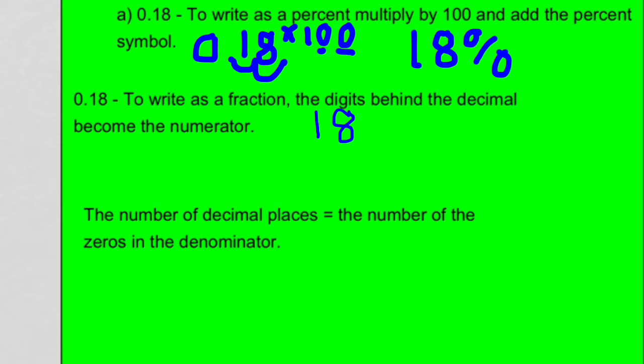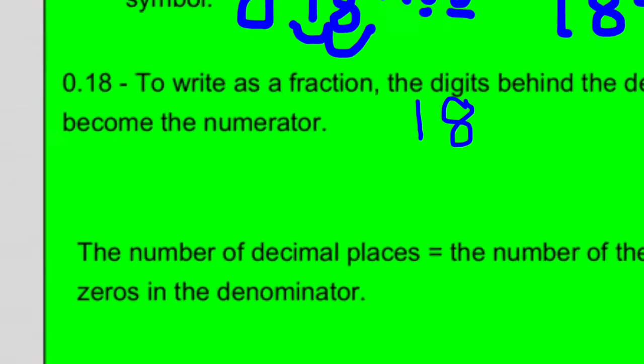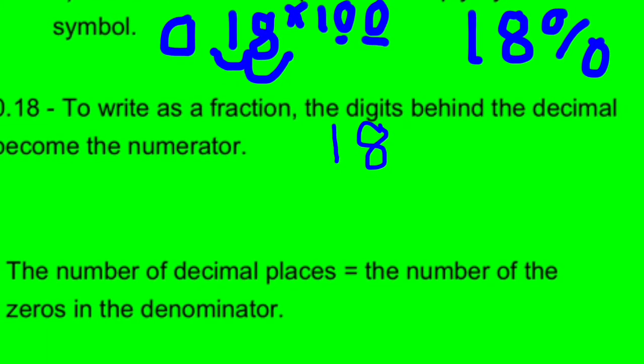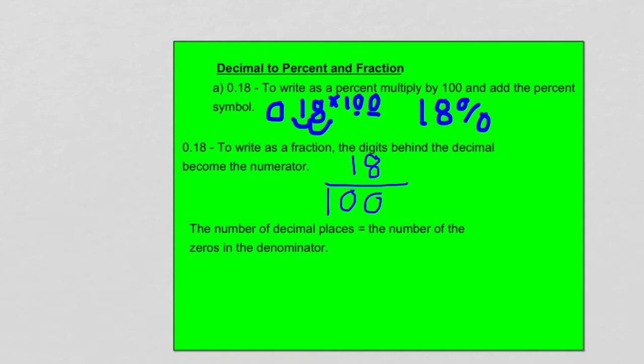Now to get the denominator, we look at the number of decimal places. The number of decimal places equals the number of zeros in the denominator. So in this particular example, there are 2 decimal places. There's a digit in the tenths and a digit in the hundredths. Tenths, hundredths. So that means if there's 2 decimal places, there's going to be 2 zeros in the denominator. 1, 2. And a 1 in front, and our fraction is 18 out of 100.